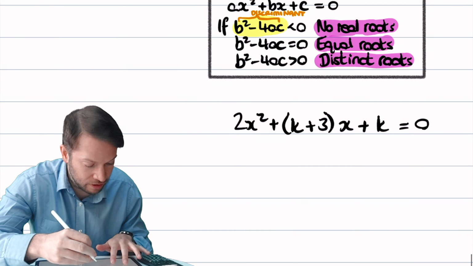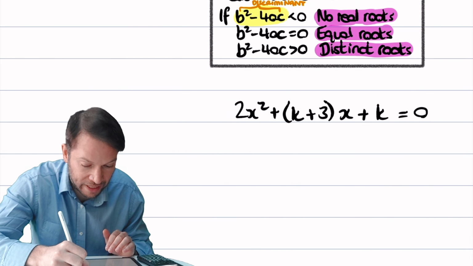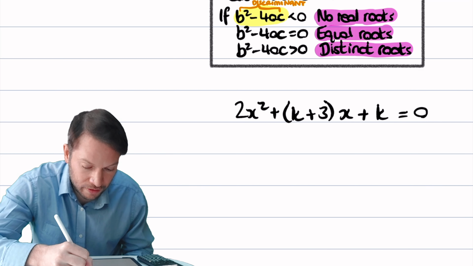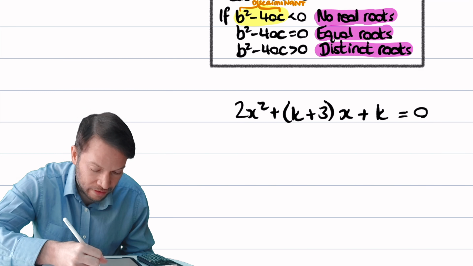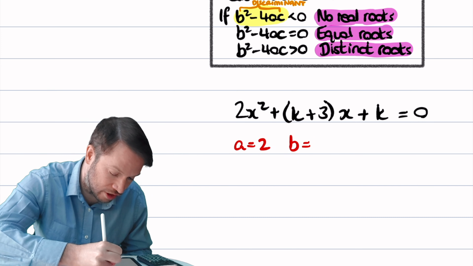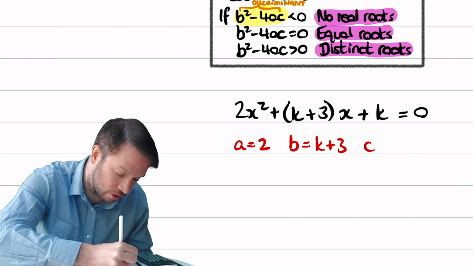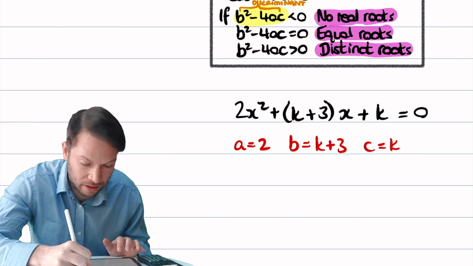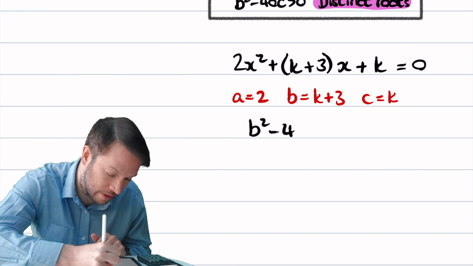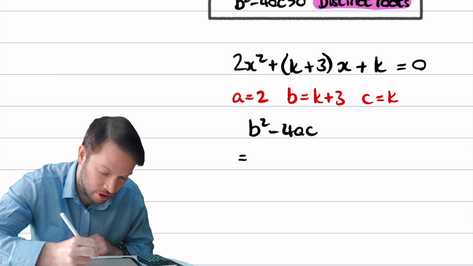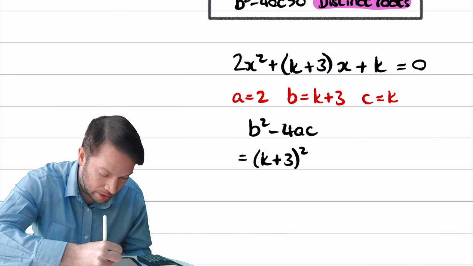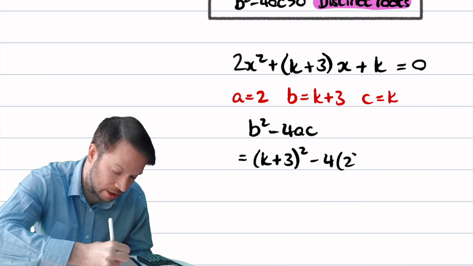If that discriminant is greater than 0, we have two distinct solutions. So that means for this equation, we want to be able to show that b squared minus 4ac is greater than 0. So let's work out what a, b, and c are. The a is the coefficient of the x squared, the b is the coefficient of the x, and the c is the constant term. And we're then going to find the discriminant. So that's b squared minus 4ac. If we substitute into that, that's going to be equal to (k plus 3) squared minus 4 times a times c.